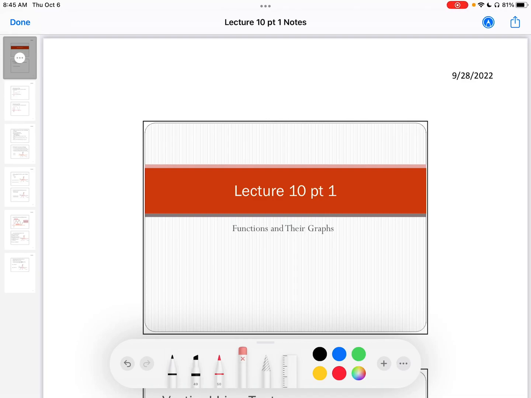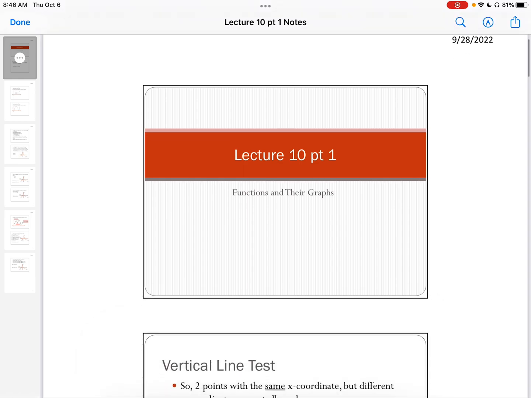Okay, we are going to do lecture 10, part 1. Lecture 10, part 1, we're going to be talking about functions and their graphs.